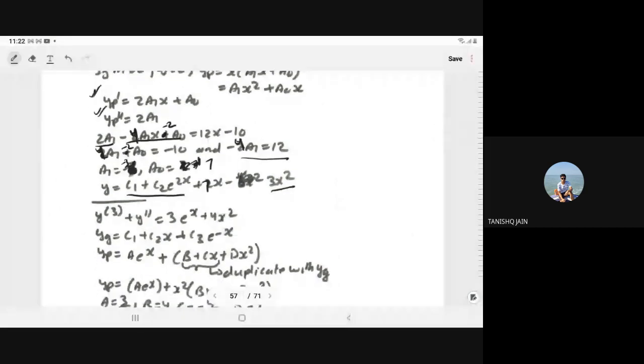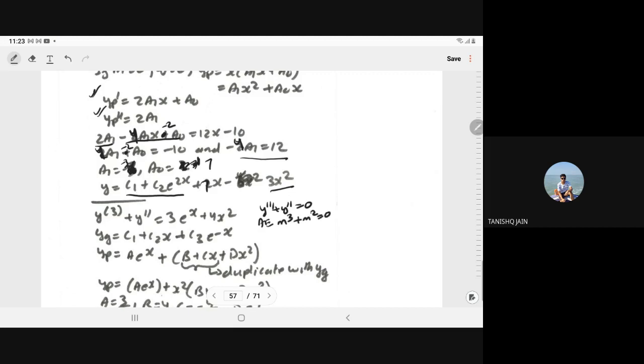Let us have another example. y triple dash plus y double dash is equal to 3 e to power x plus 4x square. So in this case, what is the homogeneous equation? It is y triple dash plus y double dash is equal to 0. It is a third order differential equation. So the auxiliary equation will be m cube plus m square is equal to 0. So m square times m plus 1 is equal to 0. So m is equal to 0, 0 and minus 1.